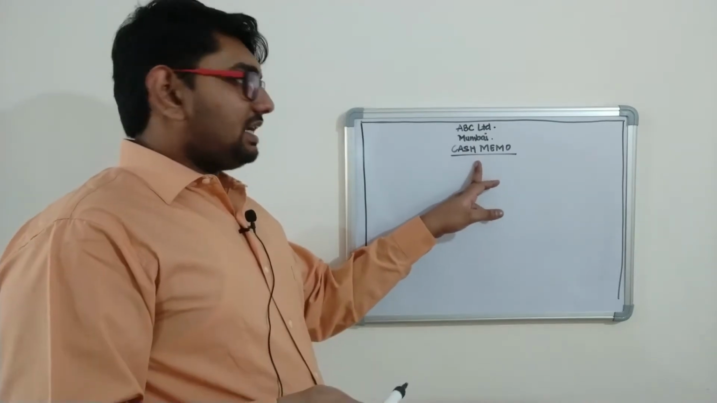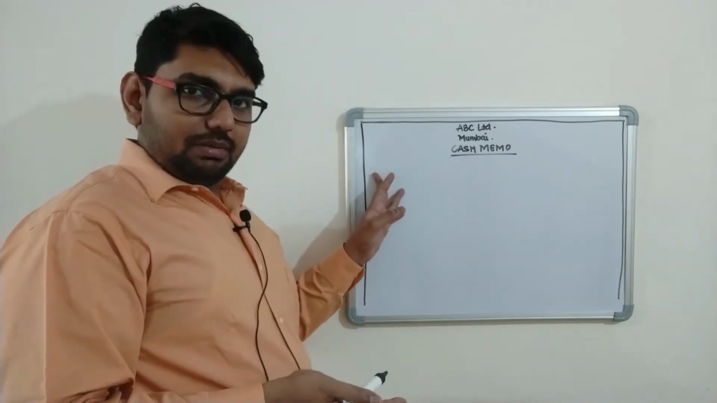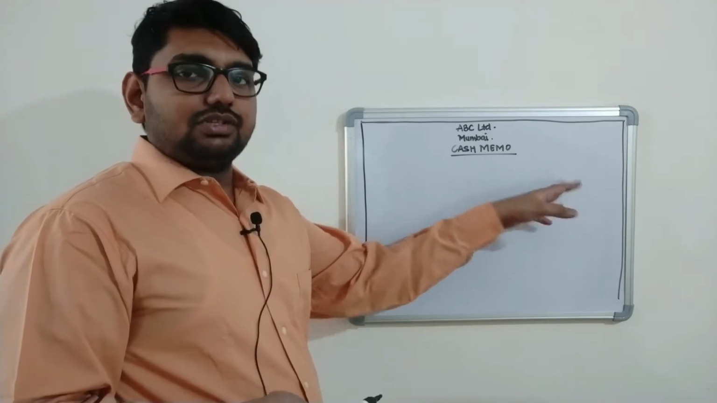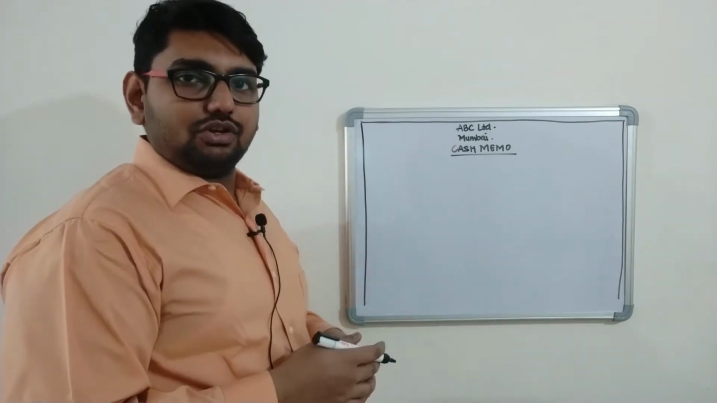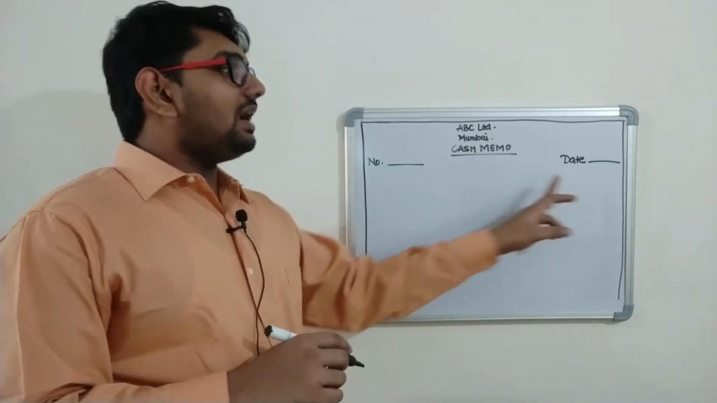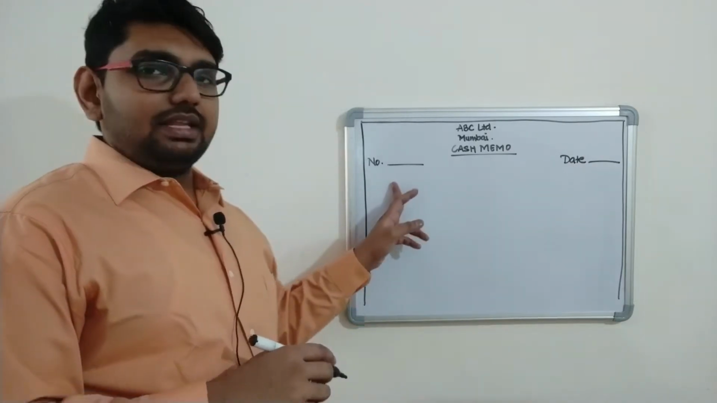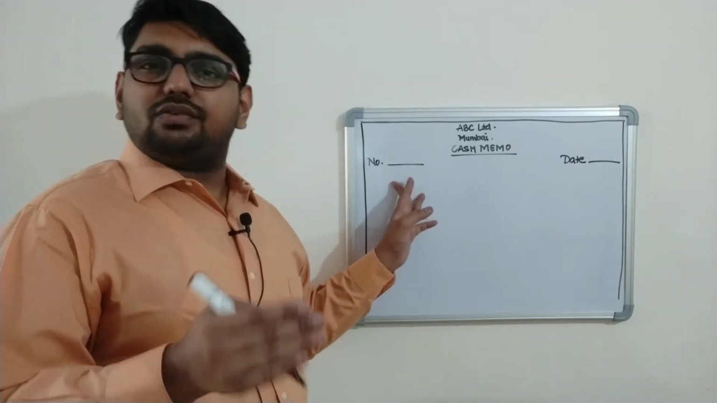After this, my next step is to write the number of the memo and to write the date, which is again similar as in other source documents. After writing the number and the date, we are supposed to write the name of the buyer and the address of the buyer.